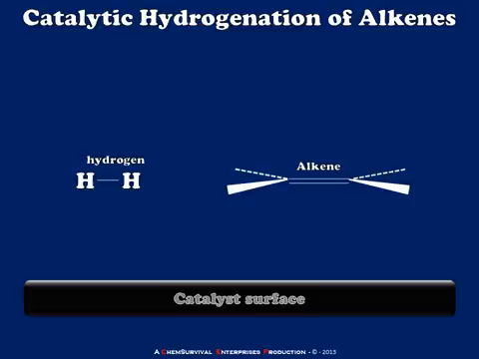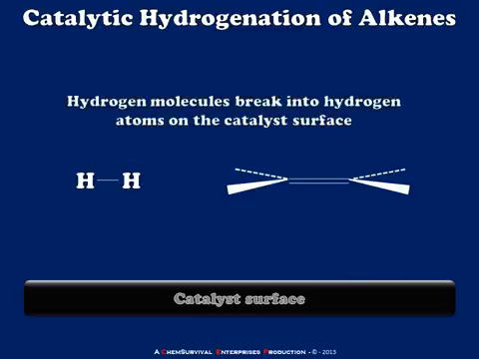So we're going to take an alkene and a hydrogen molecule and react them. But the reaction takes place at the surface of this catalyst. Now the first step in this process is that the hydrogen molecules will break apart into neutral hydrogen atoms on the catalyst surface.